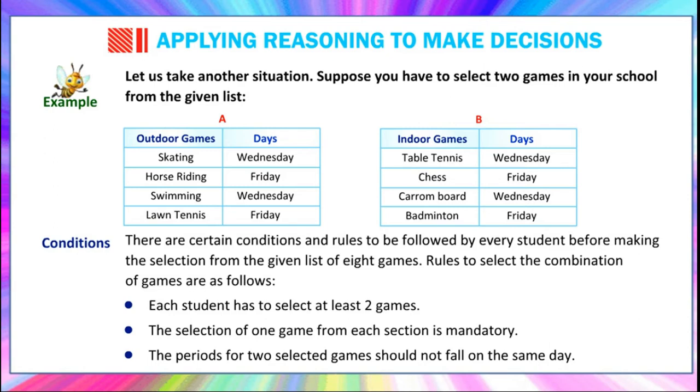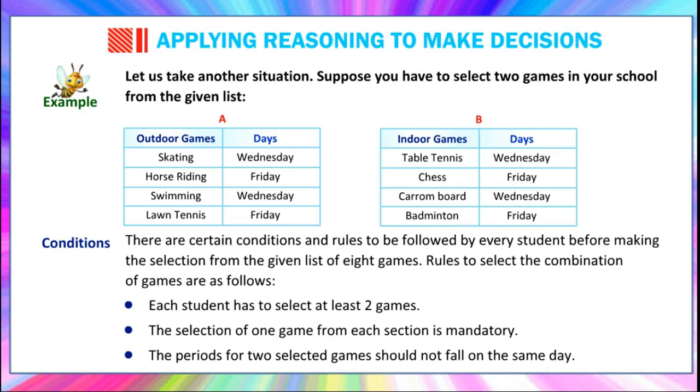Conditions: there are certain conditions and rules to be followed by every student before making the selection from the given list of 8 games. Rules to select the combination of games are as follows. Each student has to select at least 2 games. The selection of one game from each section is mandatory. The periods for the 2 selected games should not fall on the same day. Children, here we need to think and take a decision with the help of reasoning skills.